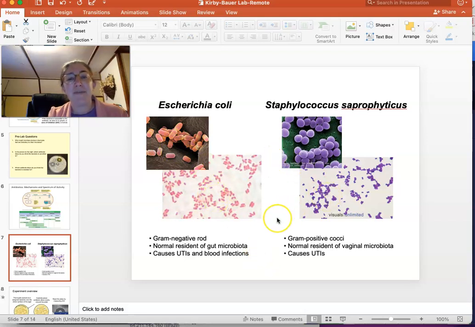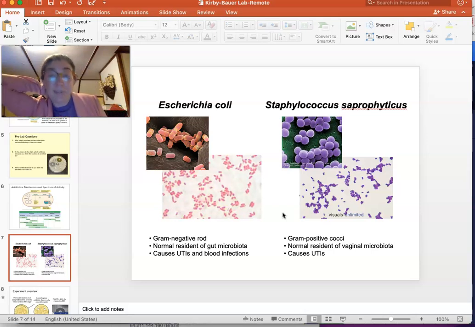E. coli and Staph saprophyticus are both normal microbes, but they can cause infections. Particularly, they are guilty of causing urinary tract infections, UTIs, especially in patients that are catheterized. So Staph saprophyticus can come from the skin, and so if somebody didn't sterilely handle the catheter, or even just the catheter becomes contaminated on introduction into the urethra from the patient's skin, then it can become colonized with Staph saprophyticus and introduce that to the urinary tract.